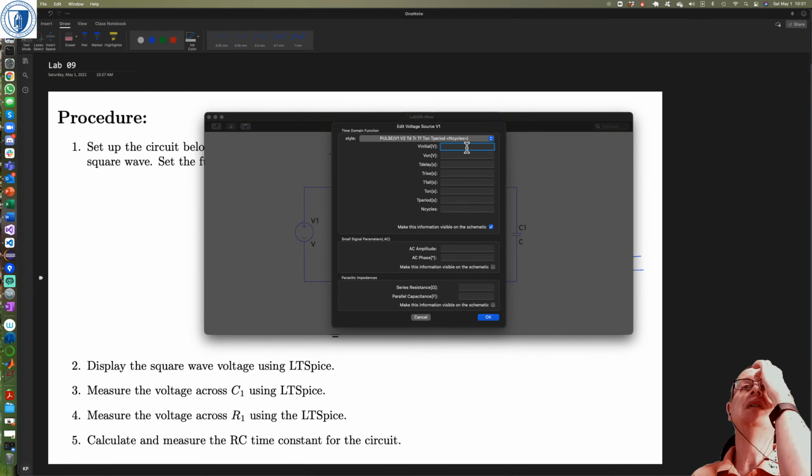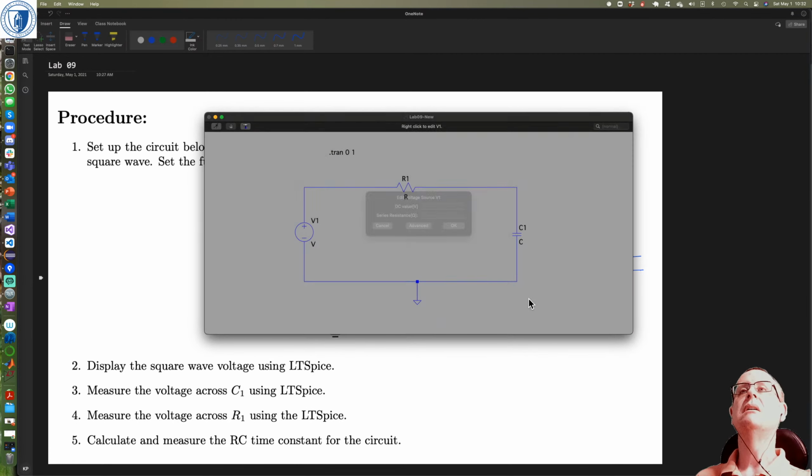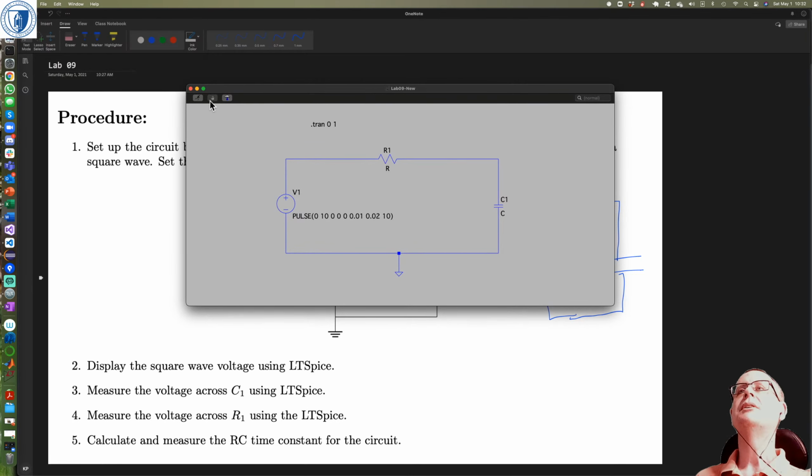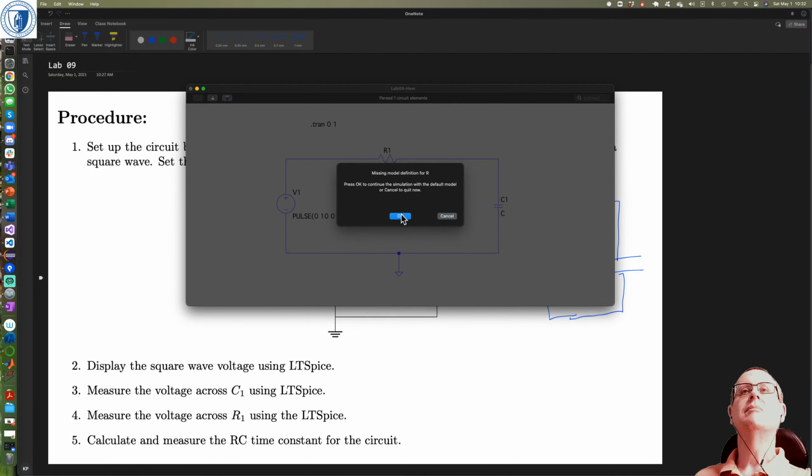So V initial, let's make it 0 volts. V on is 10 volts. Time delay. So we want 50 Hertz. So what's that? That's 20 milliseconds. And for time on, actually let's just give the delay 0. Time on is half of that, so it's 10 milliseconds. And the period is 20 milliseconds, and for the number of cycles, I don't know, 10,000, see if that works. Maybe just 100, maybe 10. Let's try that. I don't know whether I've got the right thing happening.